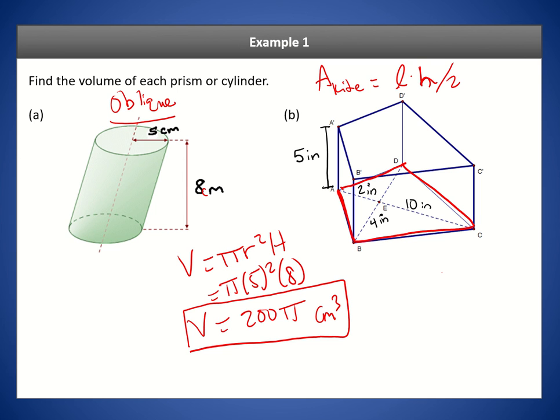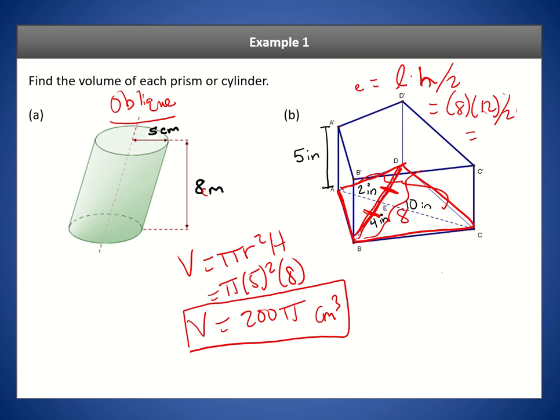So let's go ahead and do that. We know that the length here is 4, so that means this has to be 4. So this length is 8 for this kite. So that's 8 right there. And the height is 12, 2 plus 10. So we have 8 times 12 divided by 2, which is 6 times 8.